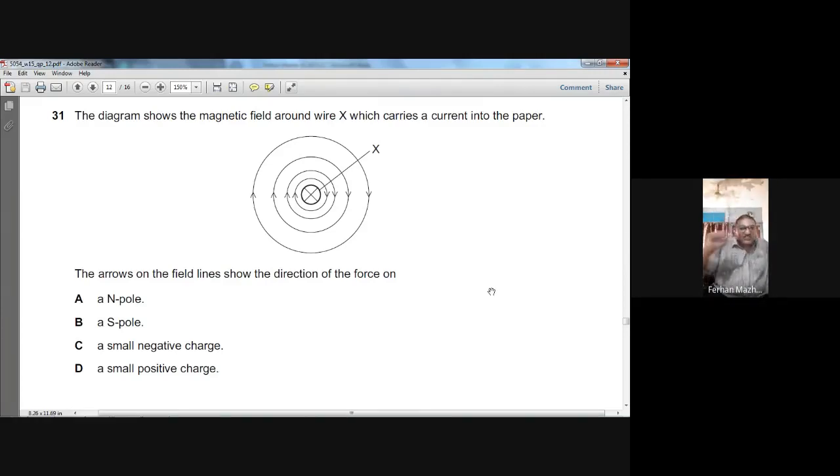So these arrows which are shown on the diagram are actually showing that if you put a north pole here, what will be the direction of the force on that north pole? The arrows on the concentric circles drawn around that wire are actually showing the direction of the magnetic field, which means these arrows are showing the direction of the force on a north pole. Question number 31, A is the answer. It's a little conceptual question.